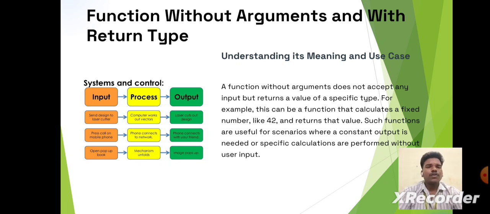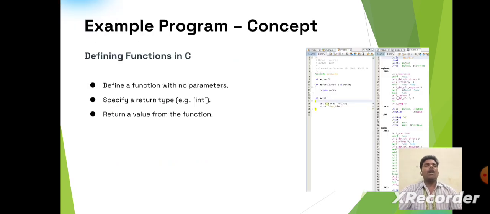Such functions are useful for scenarios where a constant output is needed, or specific calculations are performed without any user input. These type of return values are very useful, such that if we perform any type of task, there will be only a single input. And let us see an example. Let us see a concept program. Define a function with no parameters.